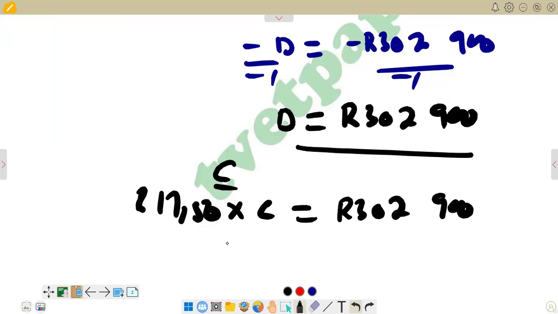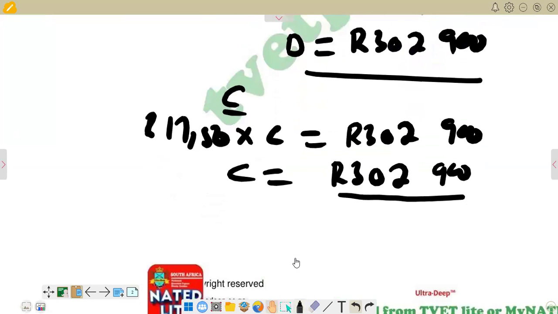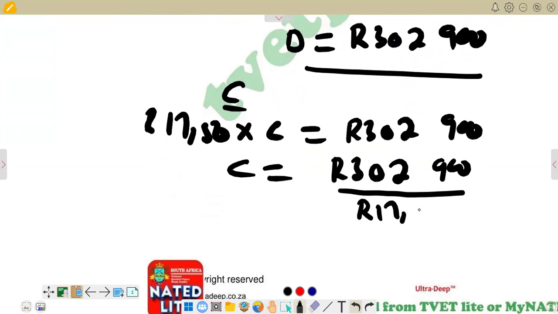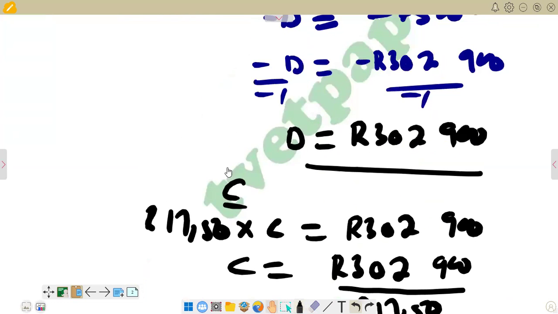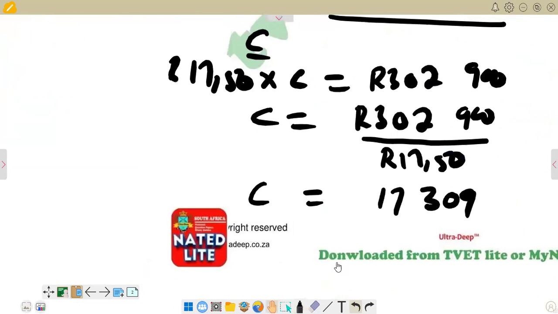So we can make C the subject of the formula by dividing by 17.50 on both sides. So you're going to say 302,900, then we divide by 17 rand 50. If you do that, you can now get your C. If you divide there, you're going to get 17,309. So these are the number of labor hours. We are trying to find C, and remember, C is direct labor hours, so our answer is going to be in hours. So our C is 17,309 hours.